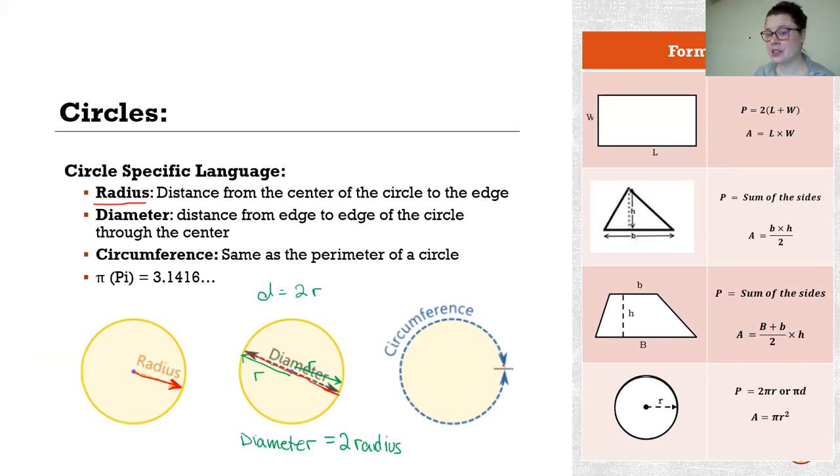And then circumference is just the perimeter of a circle, so it's going around the outside edge. In order to calculate that, I've used P here, we could also say C, circumference or a perimeter of a circle, is 2 times pi times the radius. Or since 2 radiuses make a diameter, we can get rid of the 2 and just do pi times diameter. So these are our 2 formulas for circumference.